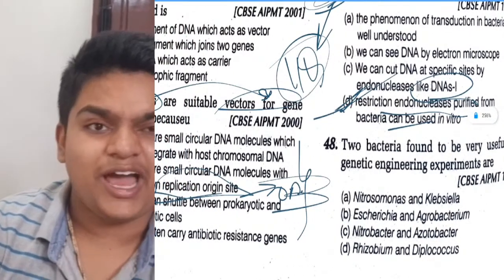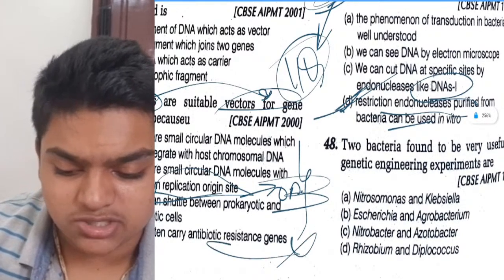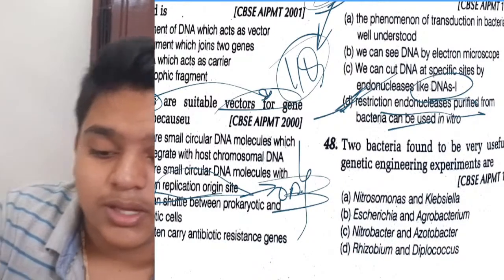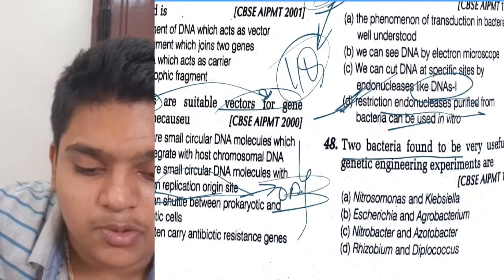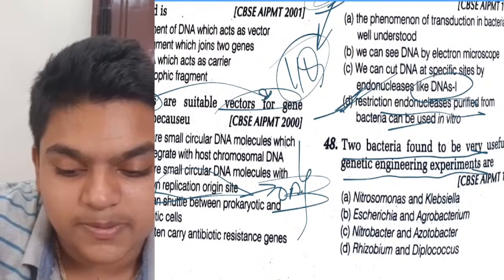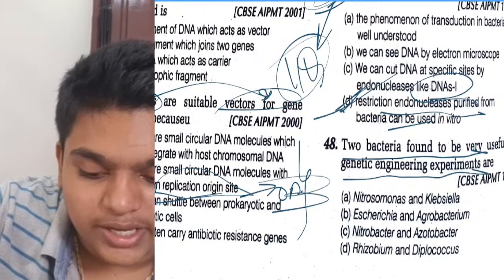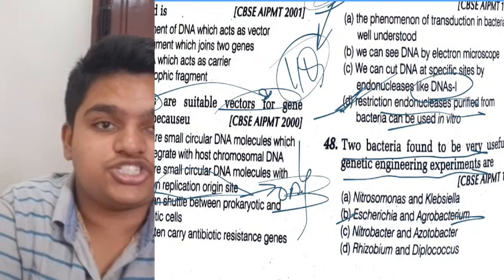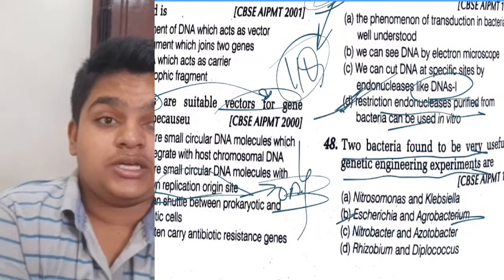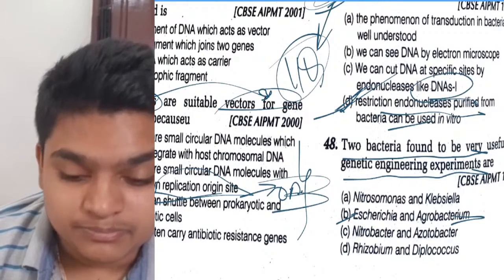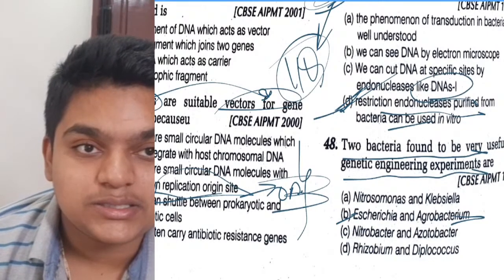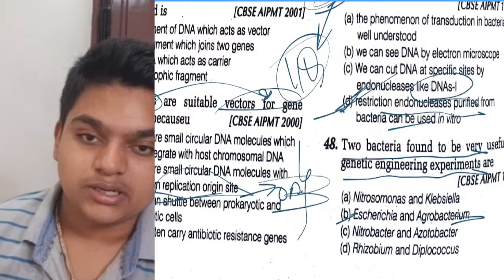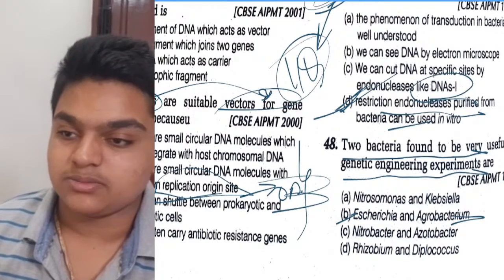Now let us move on to the last question of the session, last question of biotechnology and processes. That is your 48th question. Two bacteria found to be very useful in genetic engineering experiments are Escherichia and Agrobacterium. Escherichia means Escherichia coli, plasmids. Yes, and Agrobacterium for infecting plants because it has Ti plasmid in it.